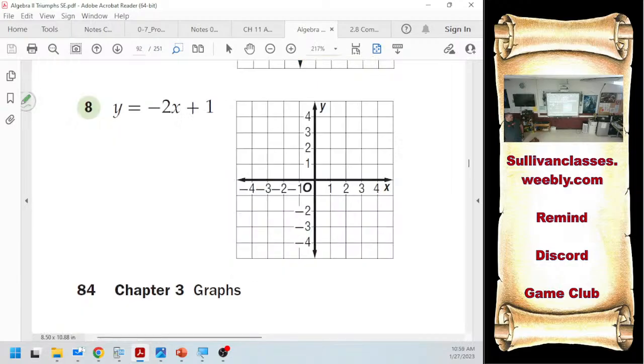Y'all, this is a rational number because it can still be written as a fraction. My y-intercept is 1. My slope, -2 over 1. I can turn any whole number into a fraction by putting it over 1. Which means I can go down 2, right 1. Yes, you can do it by table. That is our fallback option. When we're stuck, do it by table. But you can write this as a fraction.